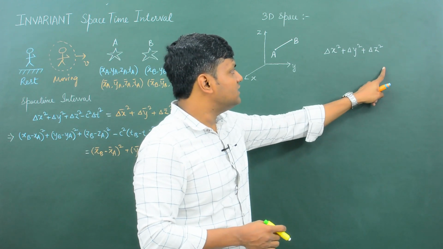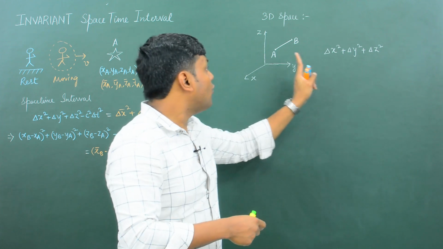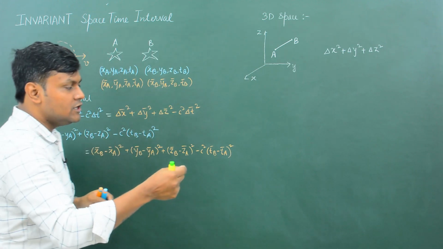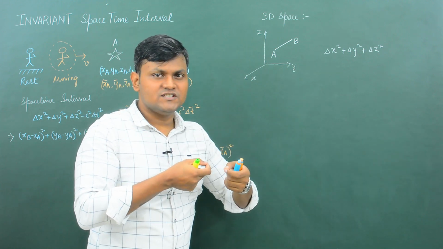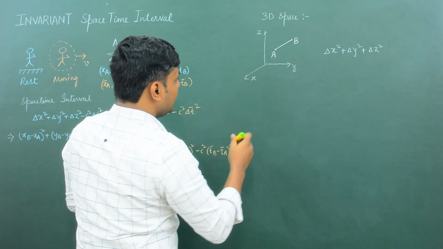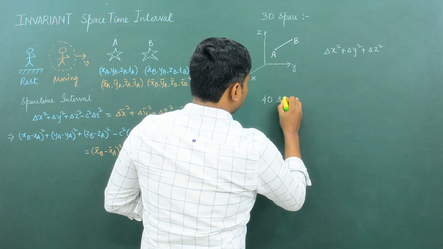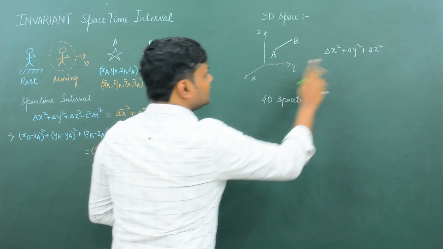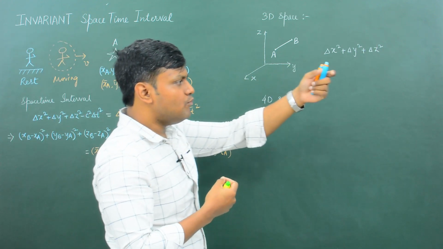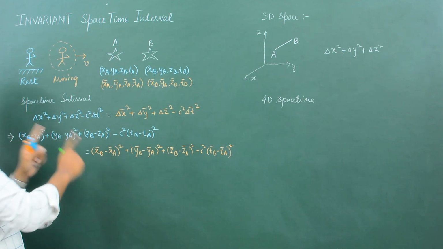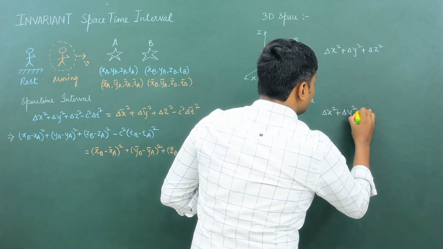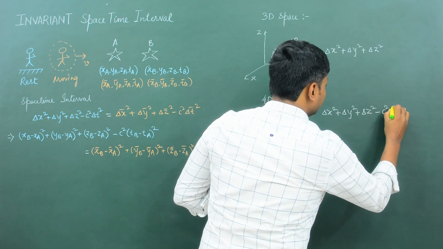Just like this quantity is the distance between 2 points A and B in 3D space, the space-time interval is the square of the distance between any 2 points in 4D space-time. So this is in fact not the distance, okay? This is the square of the distance between any 2 points. Similarly, the square of the distance between any 2 points in 4D space-time is the space-time interval, which is del x square plus del y square plus del z square minus c square del t square.